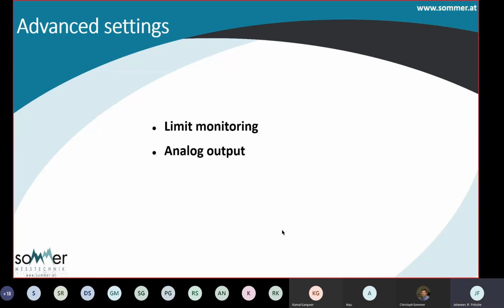Okay, these were the basic settings which are set in the Q Commander, and I just want to point you to some advanced settings that you might consider using in your application as an option for additional outputs.